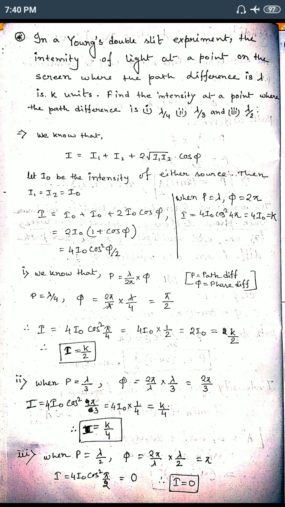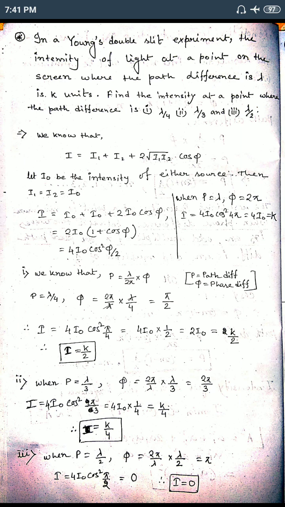Now, one line is written in that question: if the path difference is lambda, the intensity is k units. Path difference we denote by p, so p equals lambda. Then phi equals 2 pi, because phi is the phase difference. Phase difference equals 2 pi by lambda into path difference. Using that formula we can easily find the phase difference if the path difference is given. So p equals lambda gives phi equals 2 pi.